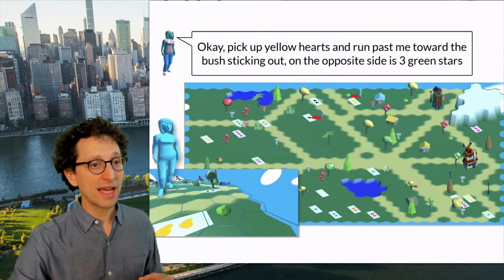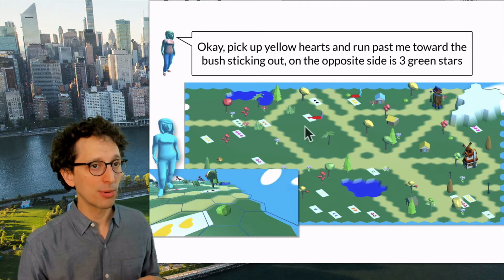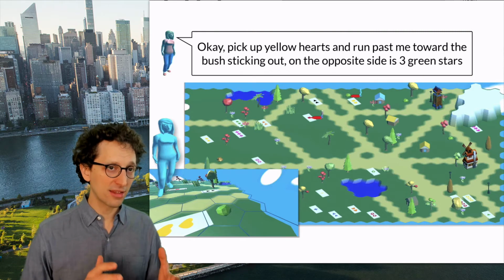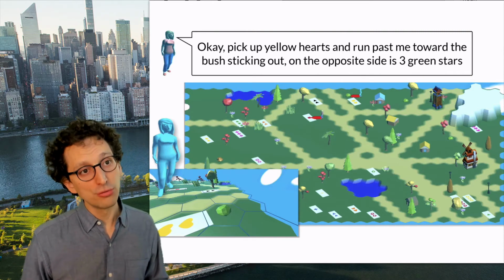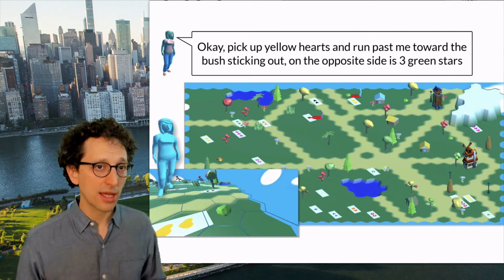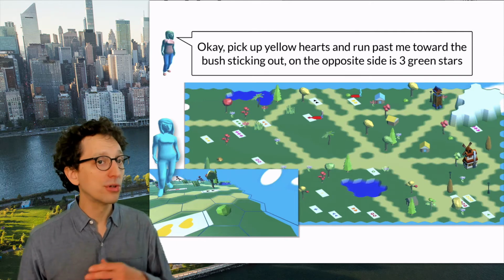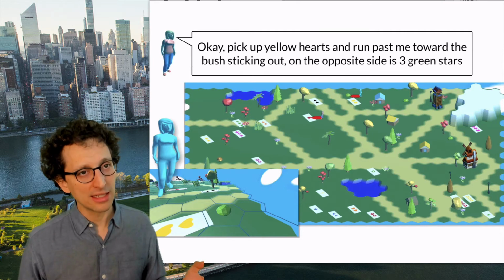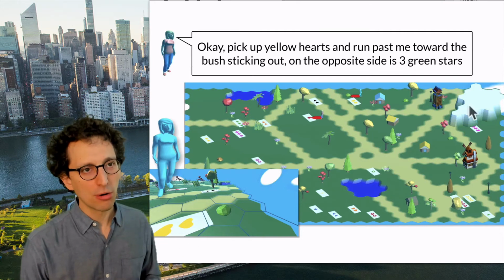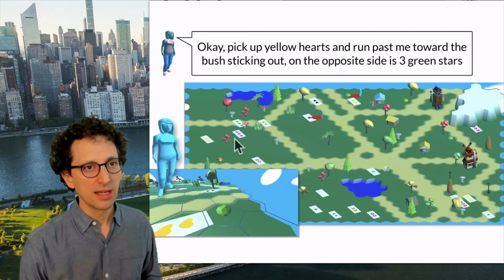It continues to the next one. It doesn't have enough steps to actually get to it, but it's positioned itself. And then it instructs the follower to now pick up the yellow hearts that I talked about earlier. But also, I'm already sending you to the next card. So I'm going to send you really, really far, all the way to the other side of the board, to these cards here. So run past me towards the bush sticking out.